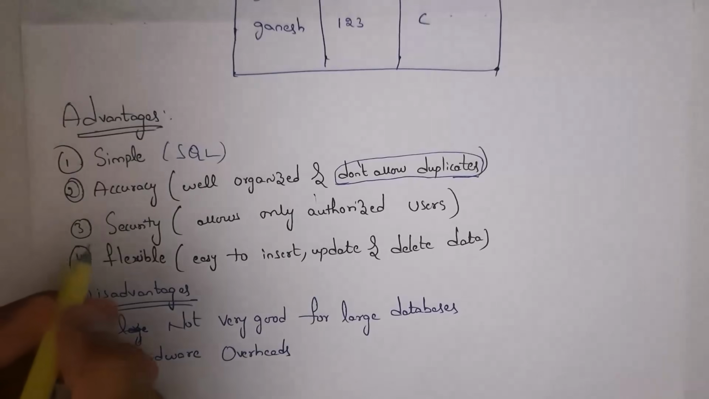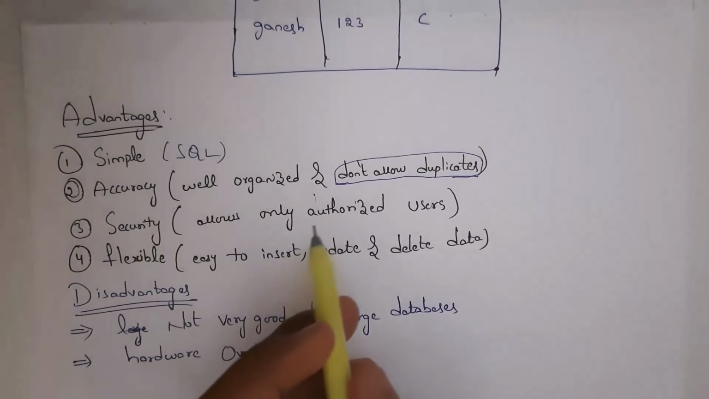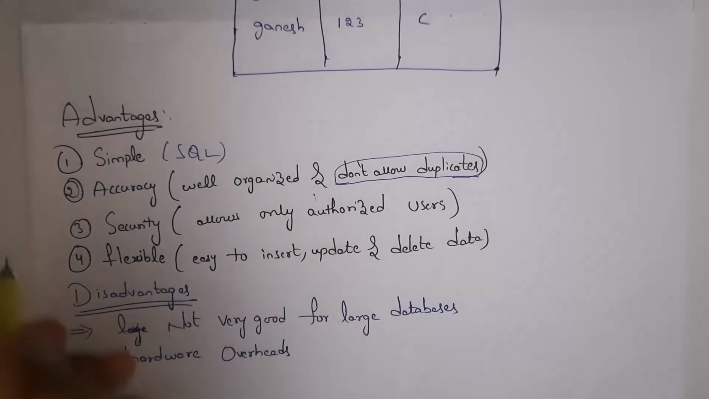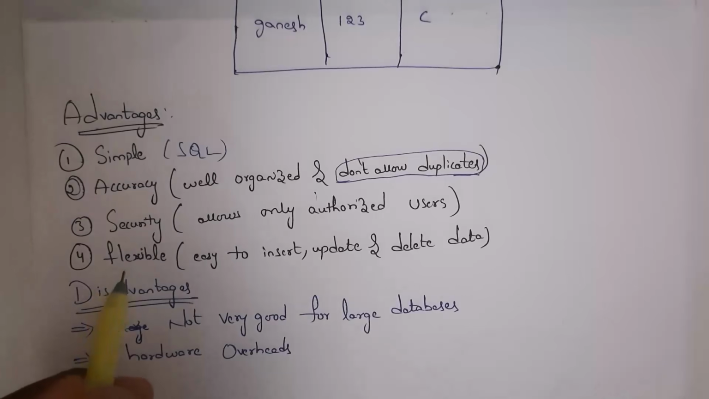And next advantage is security. Relational model contains various access permissions and also we can keep password to our database. So only authorized users can access database. That is why this relational model is secure. And last advantage is flexible. Flexible is nothing but we can easily insert data, update data or delete data in database. That is why this relational model is flexible.